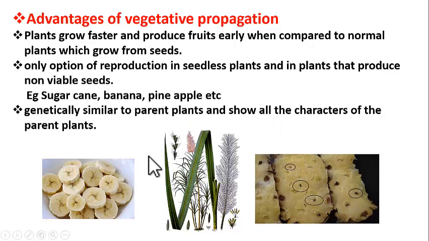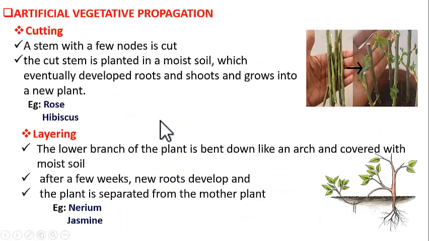Understood? I hope you all understood all the three methods of artificial vegetative propagation. With this, we have completed asexual reproduction. In the coming sessions, we are going to see sexual reproduction, particularly in human beings.